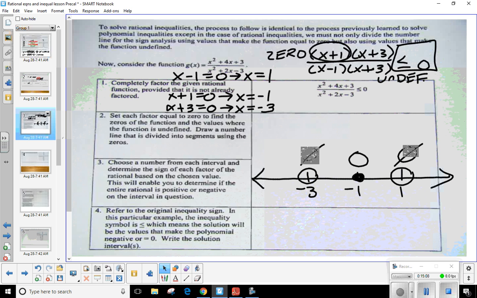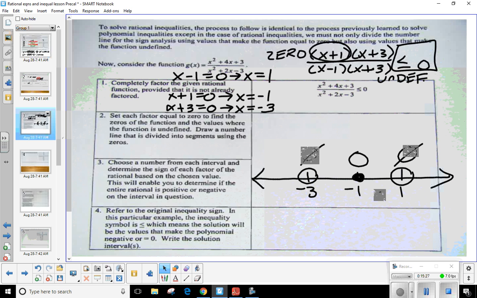So let's start here. I need a number between -1 and 1. 0, perfect. As long as it's between those values, you can use whatever you want. I could even get really close. I could say 0.9 and it would still work. You just can't use those endpoints themselves.